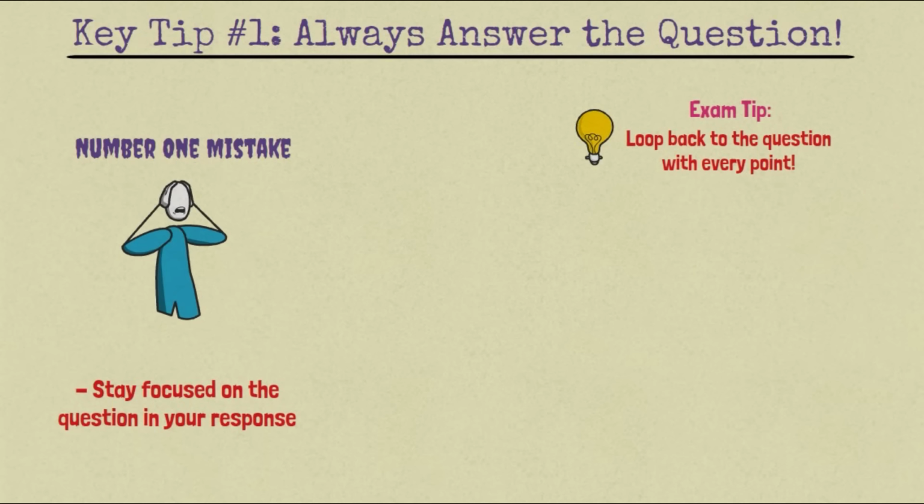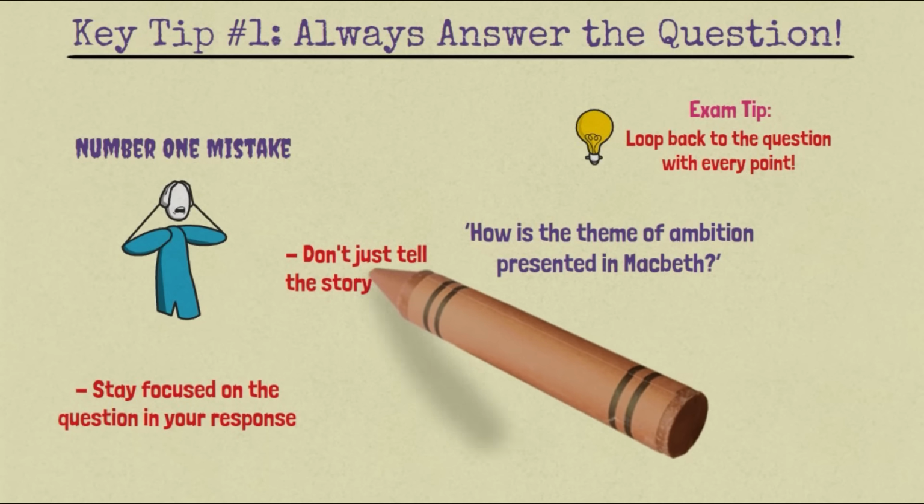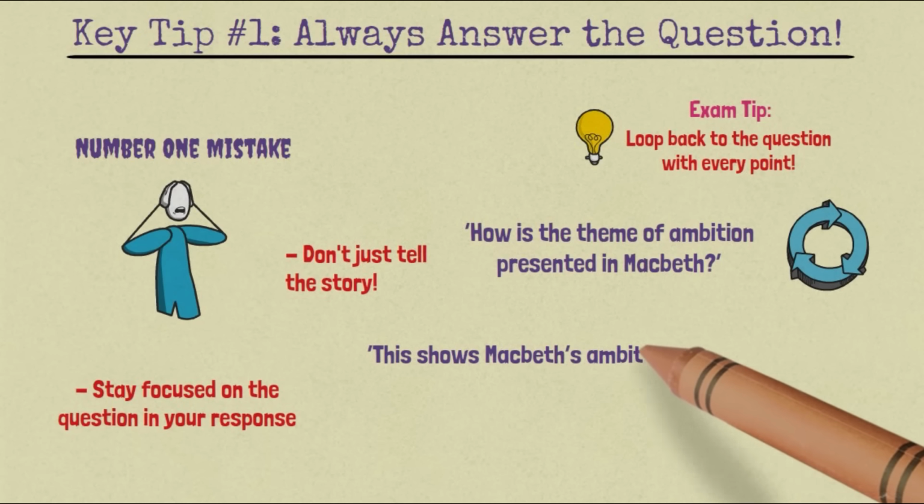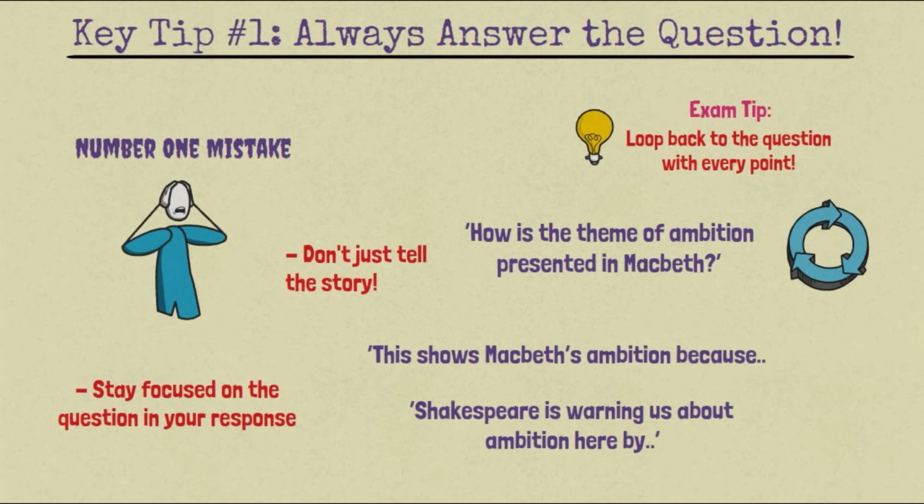For example, if the question is, how is the theme of ambition presented in Macbeth? Don't just tell the story, keep circling back by using phrases like, "This shows Macbeth's ambition because," or "Shakespeare is warning us about ambition here by."